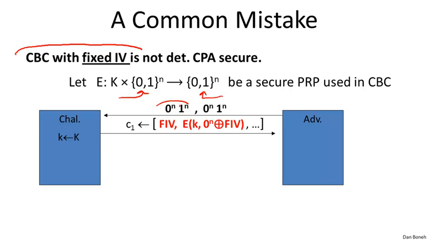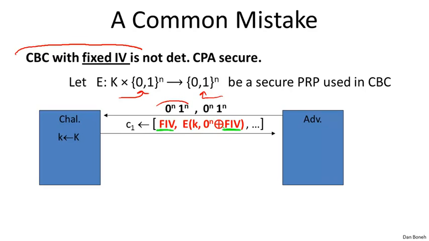So let's see what the ciphertext looks like. Well, for completeness, I'm going to write the IV, the fixed IV, as the first element in the ciphertext. And if you think about how CBC works, the second element in the ciphertext is going to be basically the encryption of the IV XOR the first block of the message. Well, in our case, the first block of the message is all zeros, so really all we're encrypting is just the fixed IV.